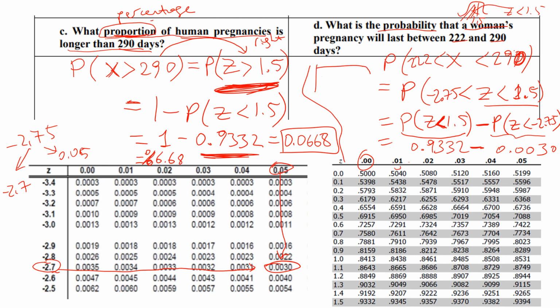When you subtract these, the final answer will be, I will write it here, 0.9302. So the probability that a woman's pregnancy will last between 222 days and 290 days is just 0.9302. Okay, that's it. Thanks for watching.